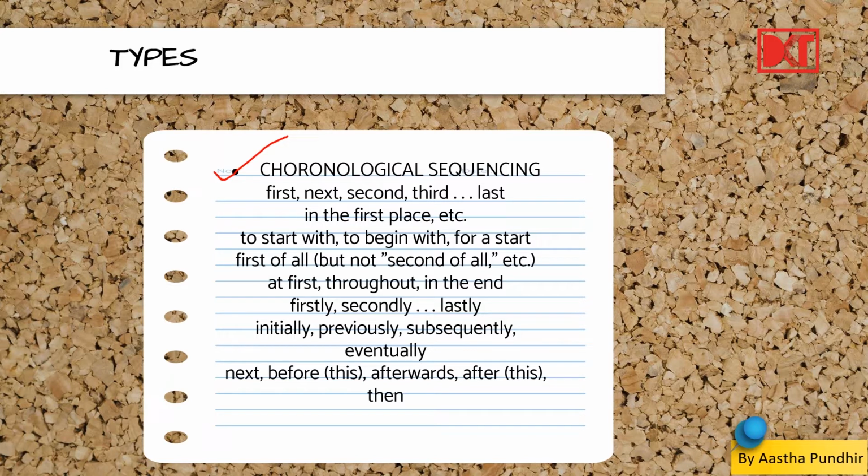examples like to start with, to begin with, for a start, first of all, then at first and then throughout, in the end. We also use words like firstly, secondly, so on and so forth, lastly, then initially, previously, subsequently, eventually, next, before this, afterwards, after this, after that, then. So this is explaining what happens one after the other. This is a chronological sequence.